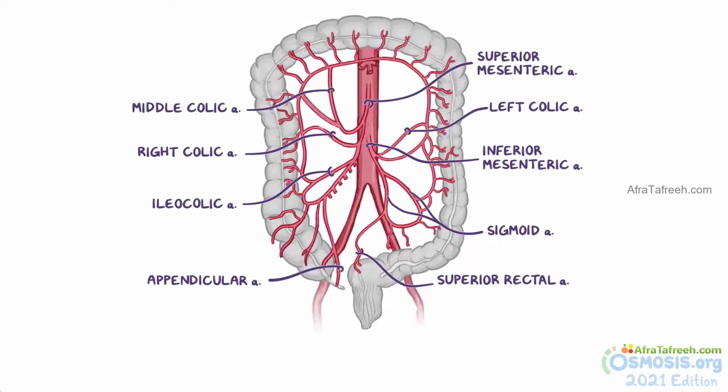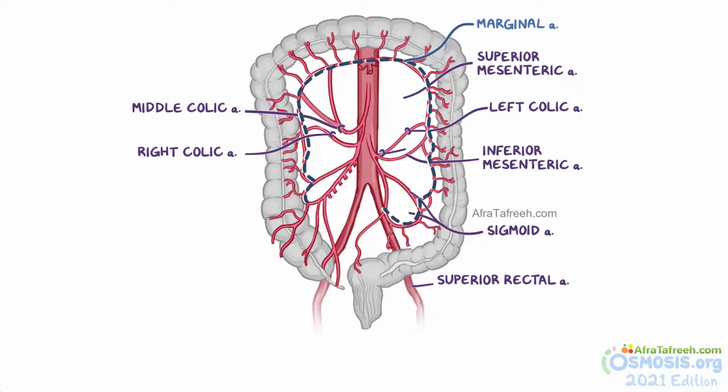Now, looking at the blood supply of the whole large intestines, from the cecum to the rectum, we can see that all adjacent major arteries, including the ileocolic, right, middle, left colic, and sigmoid arteries, share anastomoses with each other. This gives rise to the marginal artery, which runs the entire length of the colon close to the mesenteric border, and provides adequate blood supply for the colon.